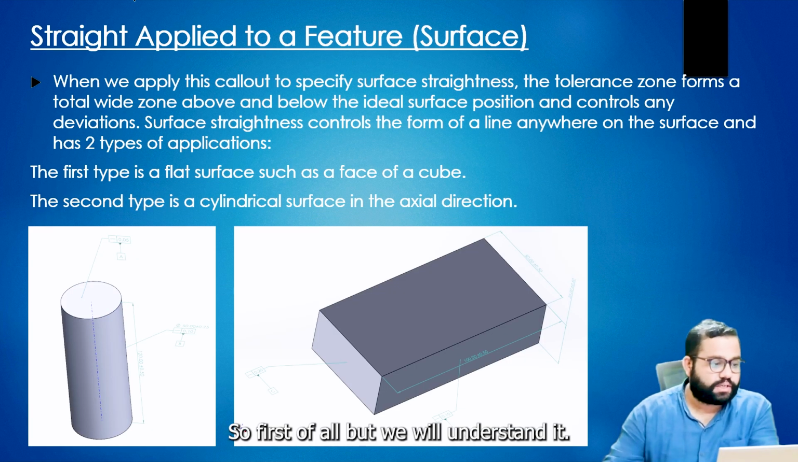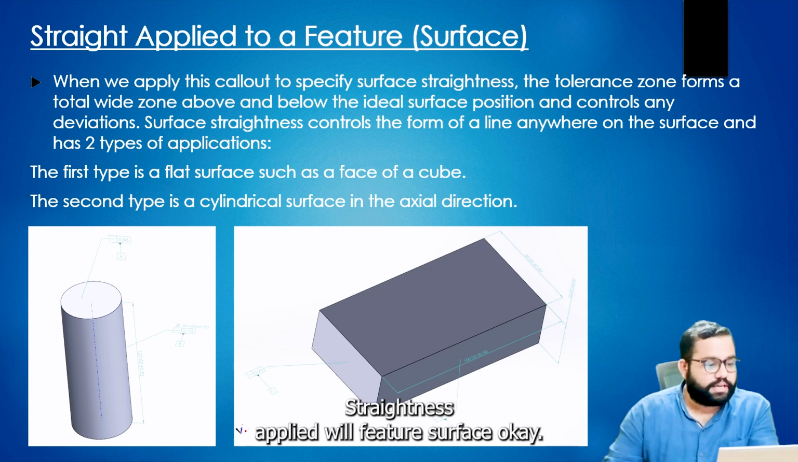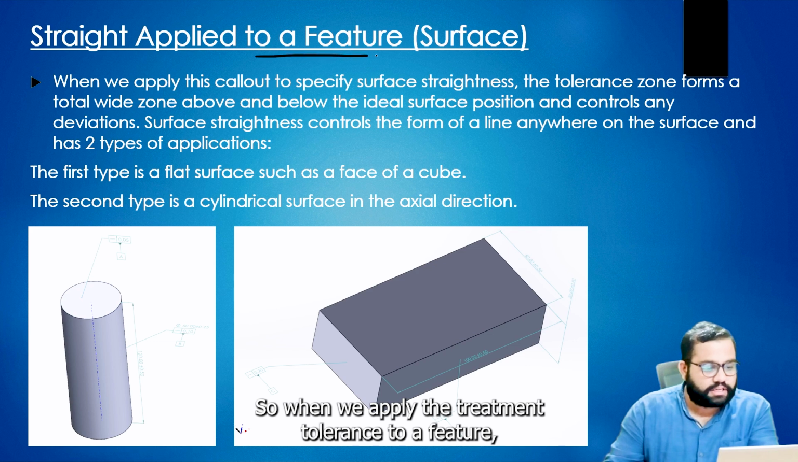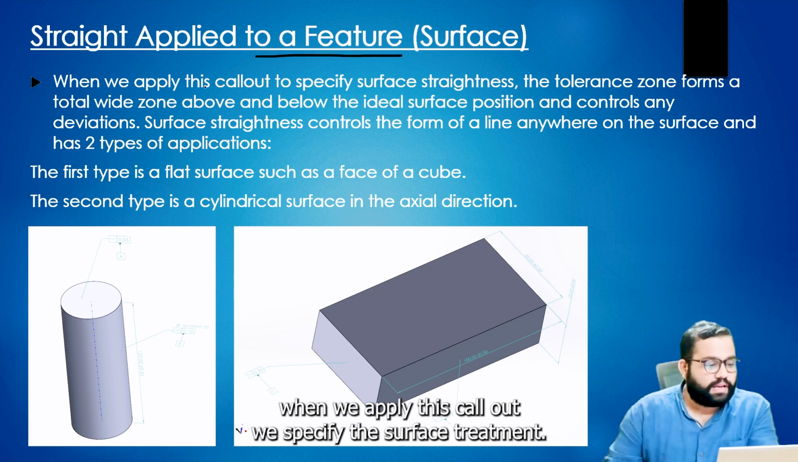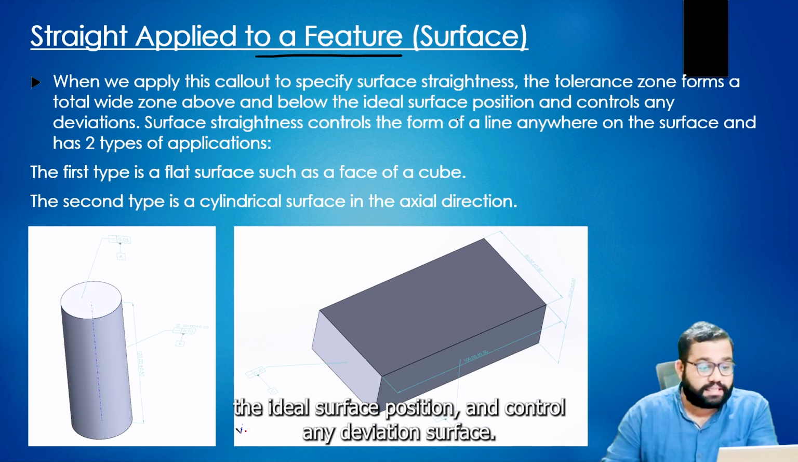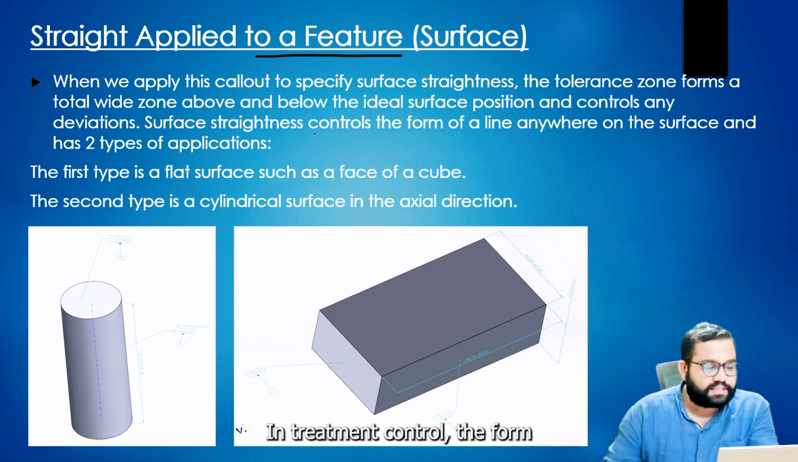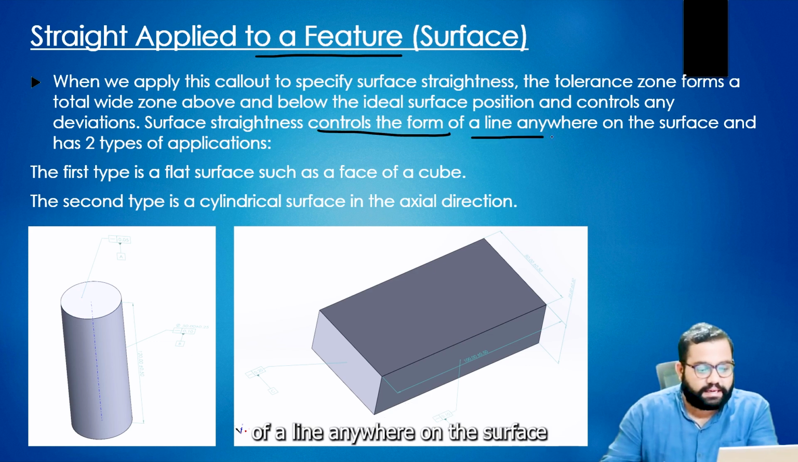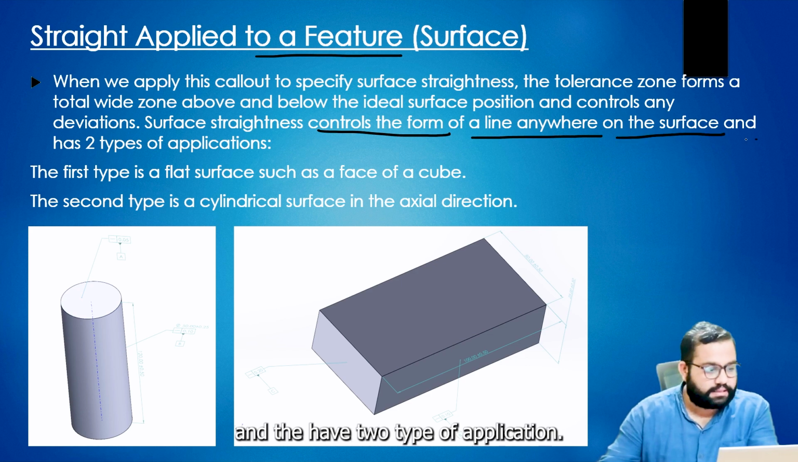First we will understand straightness applied to a feature surface. When we apply the straightness tolerance to specify surface straightness, the tolerance zone forms a total width zone above and below the ideal surface position and controls any deviation. Surface straightness controls the form of a line anywhere on the surface, and it has two types of applications.